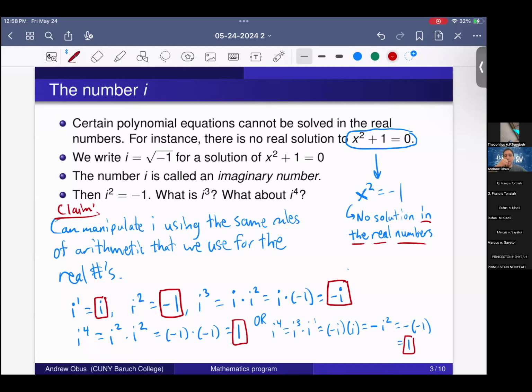So either of these ways of computing i to the 4th, we come out with i to the 4th equals 1.